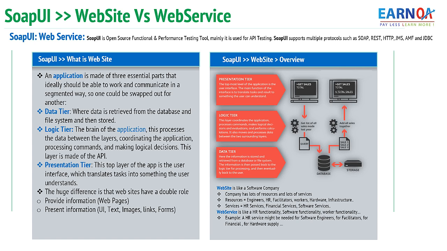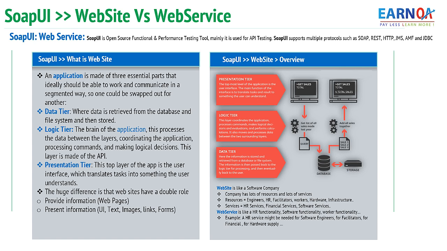And to explain the differences between website and web services, a website is like a software company, and this company might have lots of resources and lots of services. The resources in the point of software engineers, in the point of HR resources, the facilitator, the workers, the hardware resources, the infrastructure, and much more. When we say services, the human resource services, the financial services, the software resources, or the software services. So all these things together we call a software company. So a website is like the combination of so many things, like a software company.